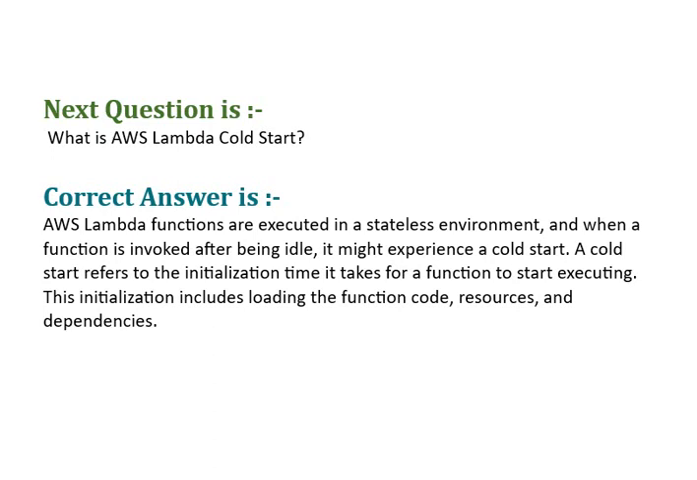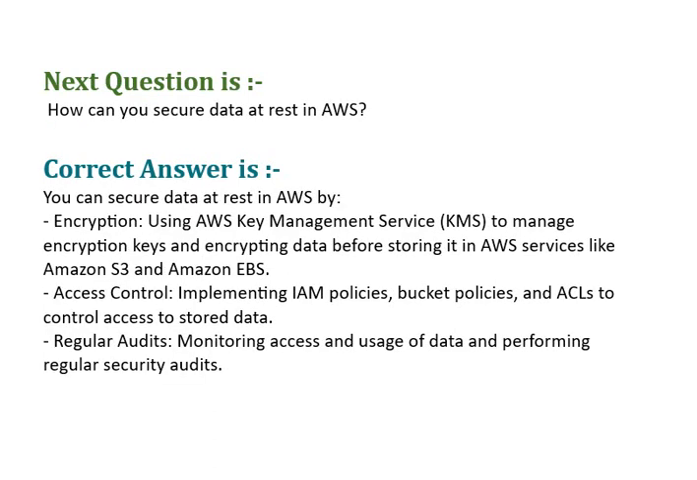Next question is, how can you secure data at rest in AWS? Correct answer is, you can secure data at rest in AWS by encryption, using AWS Key Management Service (KMS) to manage encryption keys and encrypting data before storing it in AWS services like Amazon S3 and Amazon EBS.